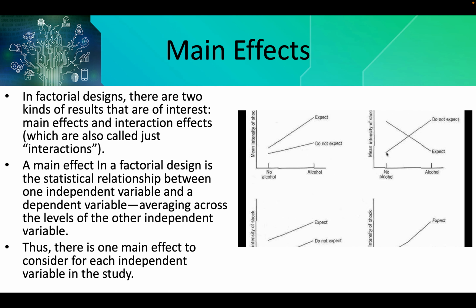In factorial designs, there are two kinds of results that are of interest: main effects and interaction effects, which are also called interactions. The main effect in a factorial design is a statistical relationship between one independent variable and a dependent variable, averaging across the levels of the other independent variable. Thus, there is one main effect to consider for each independent variable in the study.